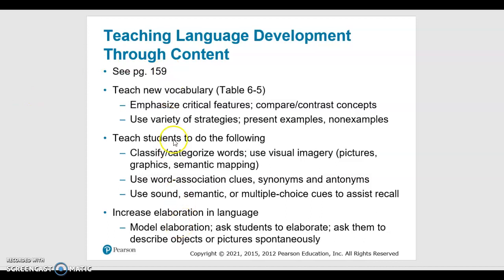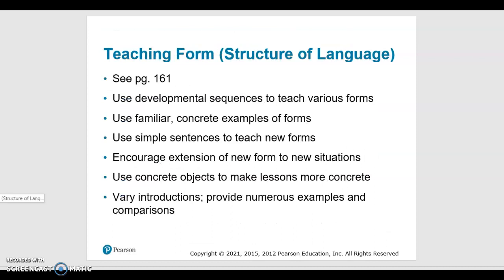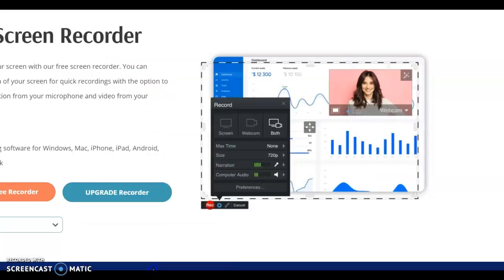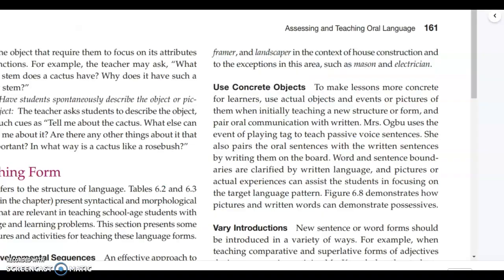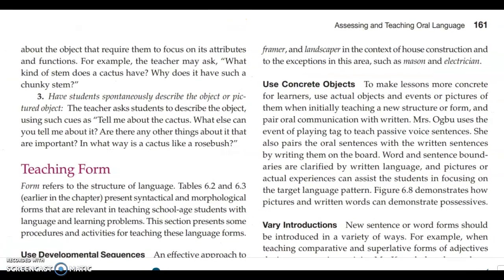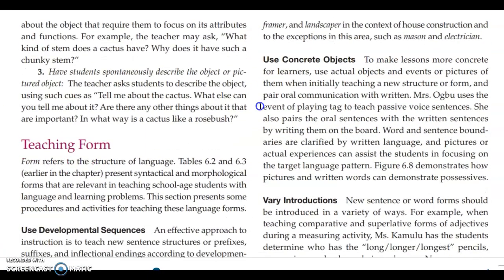So we finished off talking about increasing elaboration in language: modeling, asking students to elaborate, asking them to describe objects or pictures spontaneously. We could also think about how you're going to teach form, or the structure of language, and you could see page 161 in your textbook. It looks like this. So there are some good ideas in your textbook.